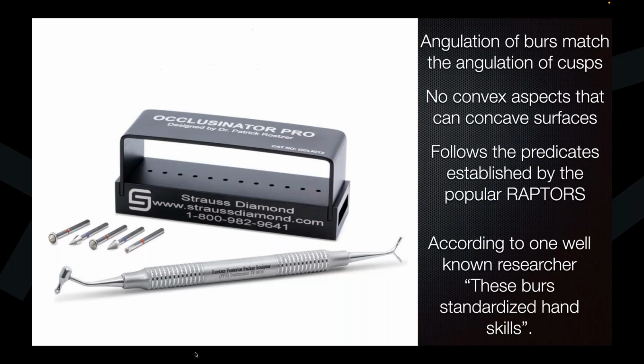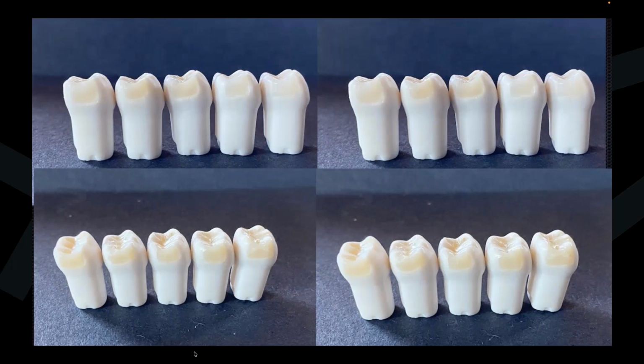Because this is part of the philosophy of this burr system. We need to find a way that we can carve quickly in composite that's already hardened. And again, I'm going to quote one of our better researchers, the burr standardized hand skills. So this is my 60 students in the selective. They have never injected composite. They have never sculpted hard composite, because we just didn't teach that at Pacific.